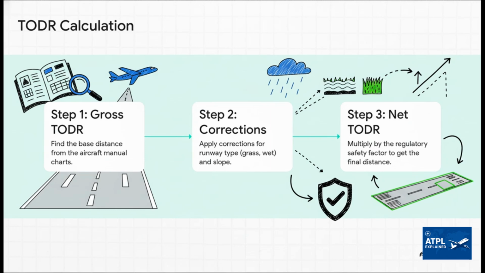First, you pull your gross distance right out of the performance charts. Second, you adjust that number for real-world conditions, like a wet runway or an uphill slope. And third, you add your safety factor to get the net distance. That's really all there is to it.